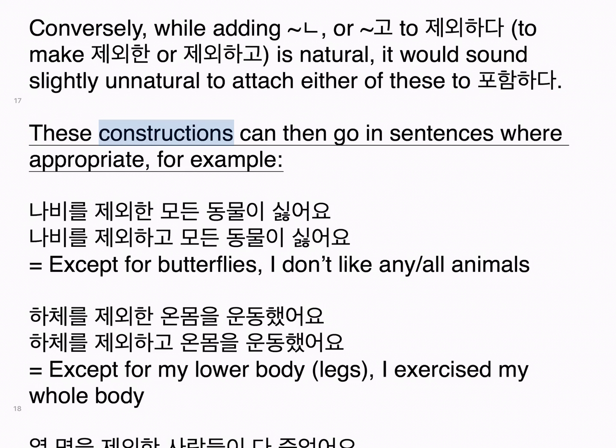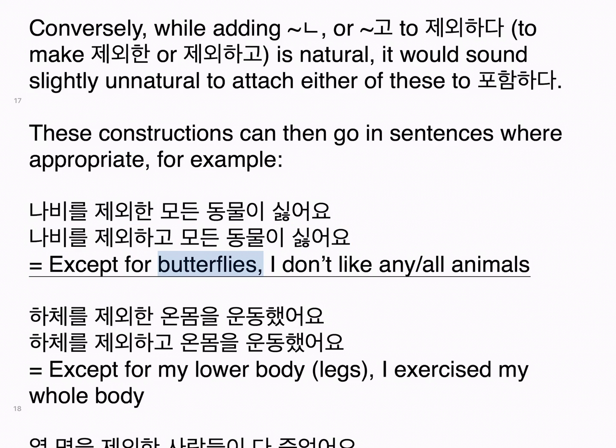These constructions can then go in sentences where appropriate. For example, 나비를 제외한 모든 동물이 싫어요. 나비를 제외하고 모든 동물이 싫어요. Except for butterflies, I don't like any animals. 하체를 제외한 온몸을 운동했어요. 하체를 제외하고 온몸을 운동했어요. Except for my lower body, legs, I exercised my whole body.